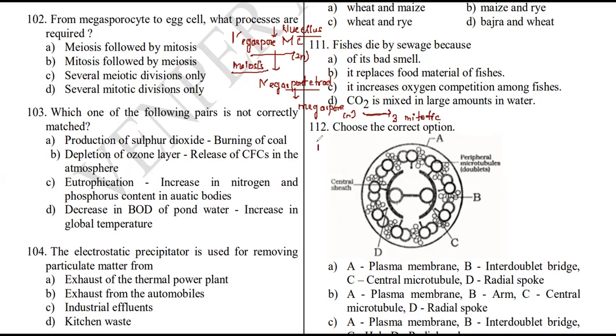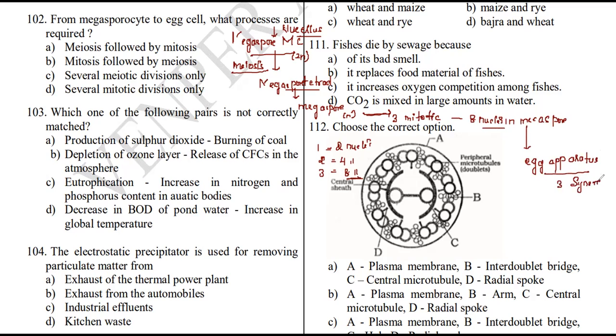We know that for one mitotic division, there are going to be 2 nuclei. Then 2 get doubled, so 4 nuclei. And in the 3rd mitotic division they get doubled again, so 4 plus 4 becomes 8 nuclei. So you have to remember 8 nuclei are now present in the megaspore. And now these 8 nuclei get organized in an egg apparatus. An egg apparatus usually has 2 synergids, 3 antipodals, 1 egg and 1 central cell.